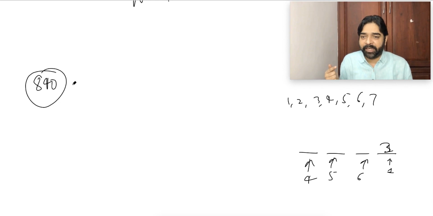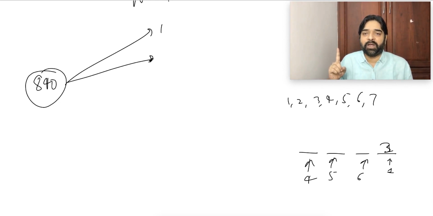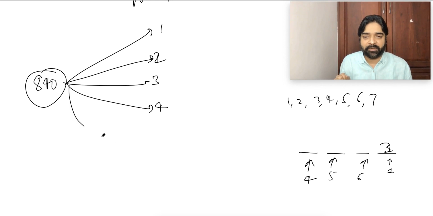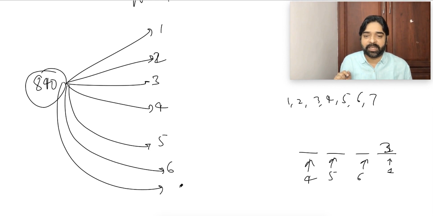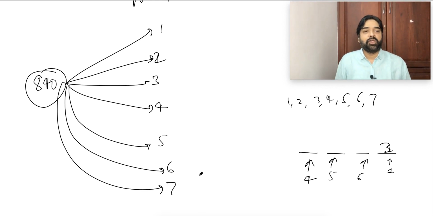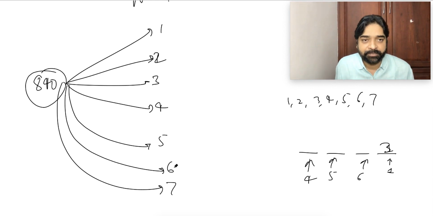840, if you break this 840, 120 numbers are there where unit place is 1, 120 numbers where unit place is 2, 120 where it is 3, 120 where it is 4, 120 where it is 5, 120 where it is 6, 120 where it is 7. So that's why 840 is coming: 120 plus 120 plus 120, 7 times, and that will come to 840. Did you understand the point?